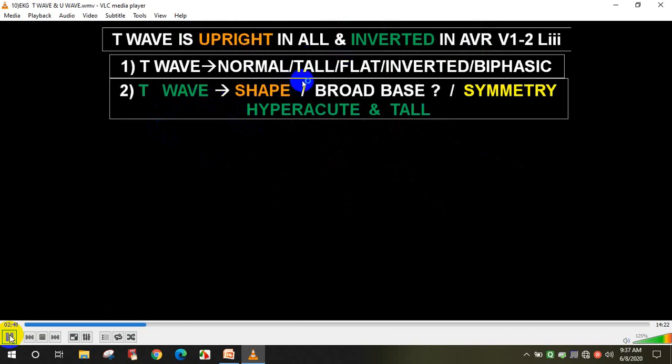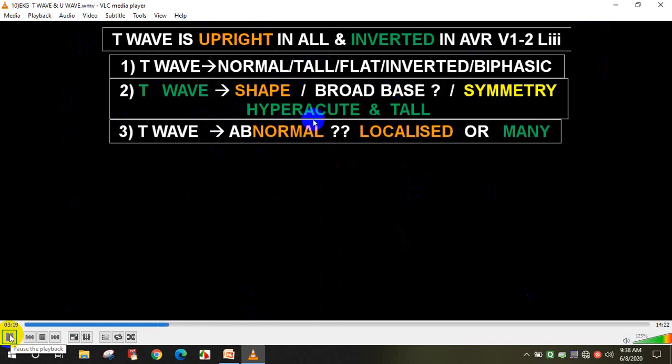Whichever T wave is abnormal, look at the shape, look at whether the base is broad or not, look at the symmetry, and look at whether it is hyperacute and tall or not. Usually these criteria are seen. T wave morphology is very commonly assessed in the case of a tall T wave, because you want to differentiate hyperkalemia from acute MI, or what we call hyperacute MI.